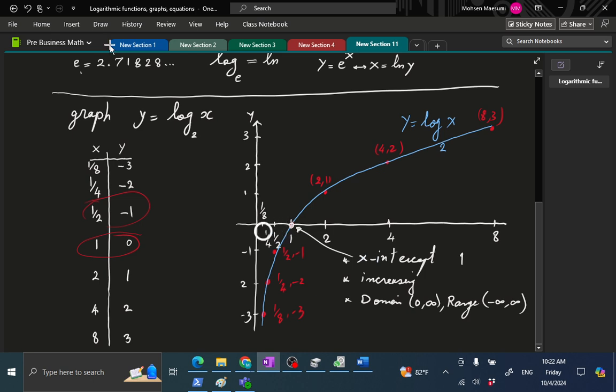As we approach x equal to 0, we are descending here, and that creates a so-called vertical asymptote. A vertical asymptote is a line that comes very close to your curve as you go far away from the origin. So here we have the y-axis, which is x equal to 0 itself. The y-axis is a vertical asymptote.